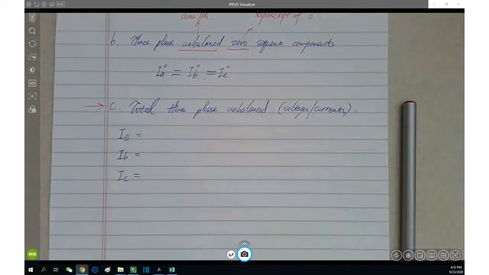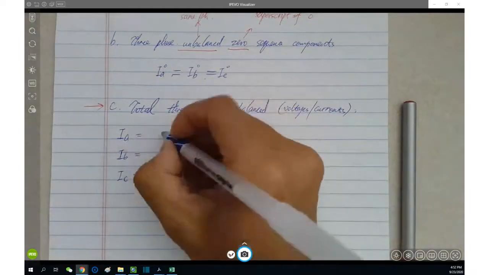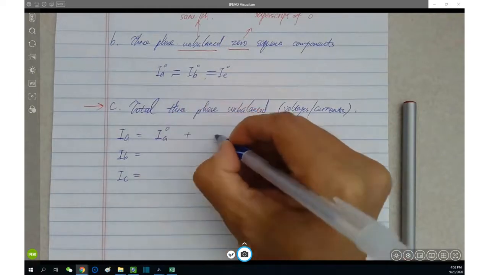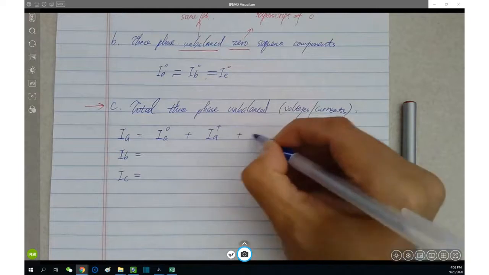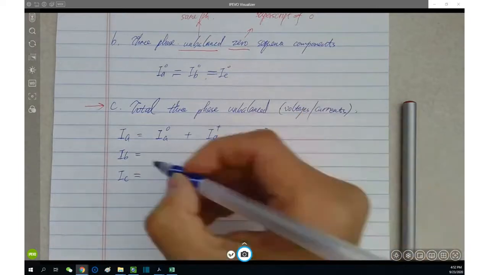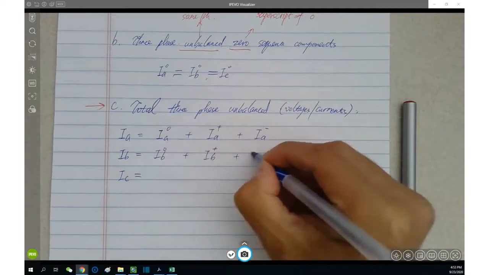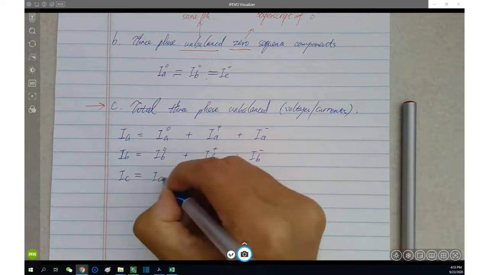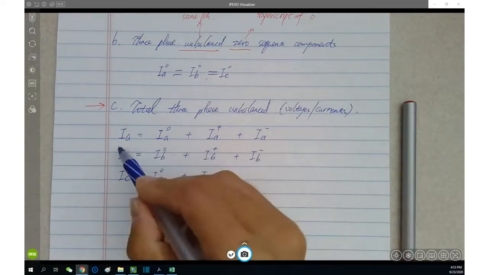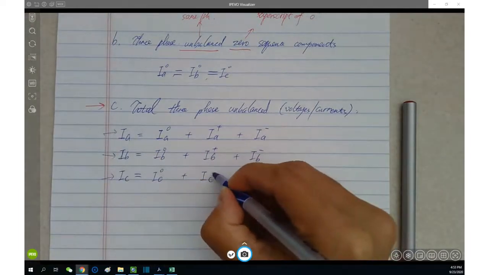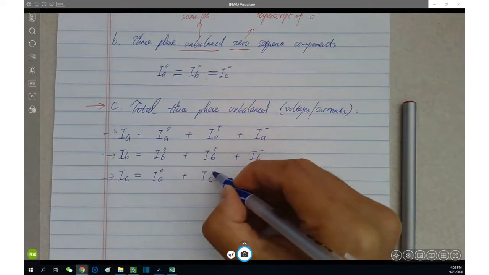This is not surprising. Total, just IA, IB, IC. They're equal to what? To IA, we have IA zero sequence, IA positive sequence, and negative sequence. Same thing for IB. So for each phase, total voltage or current is the sum of three different sequence components.